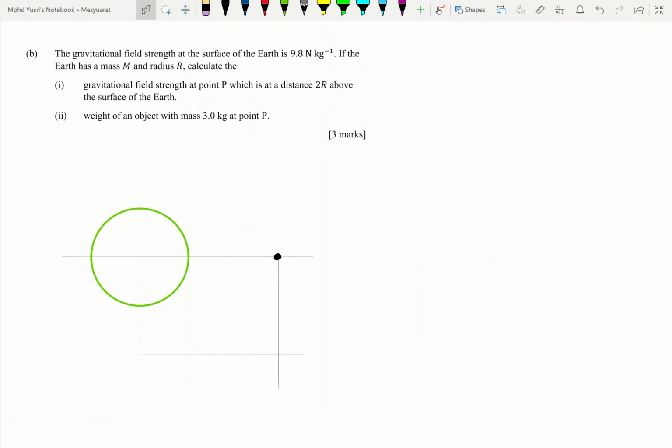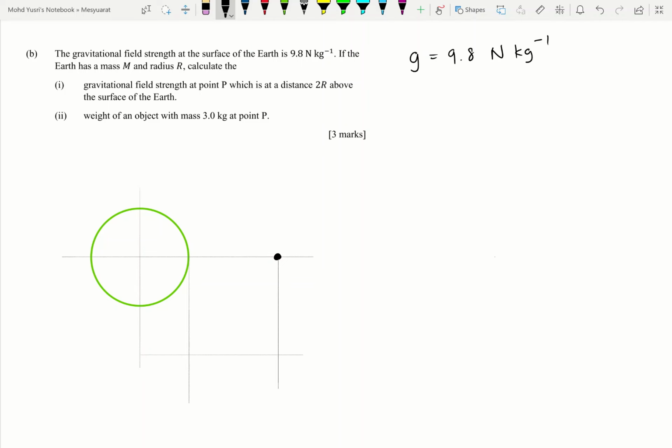The gravitational field strength at the surface of the Earth, G is equals to 9.8 Newton per kilogram. Okay, ini ataupun biasa kadang-kadang kita cakap 9.8 meter per second square. Ini unit lain bagi meter per second square adalah Newton per kilogram. Okay, diambil daripada definition gravitational field strength, force per unit mass.